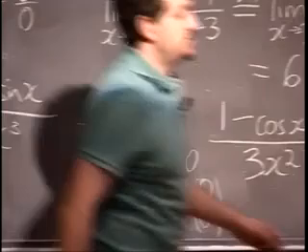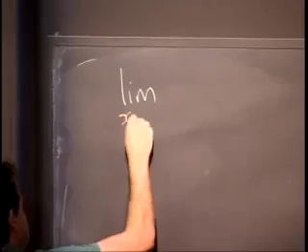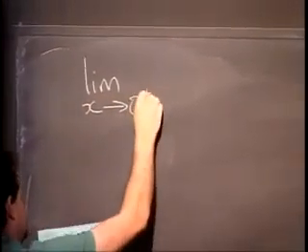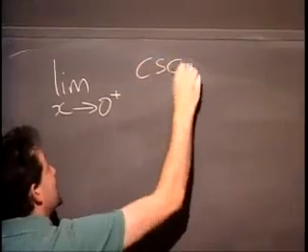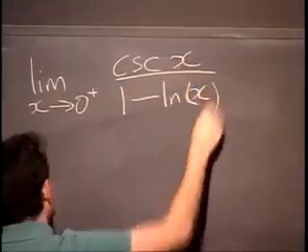All right, let's see what other examples I have up my sleeve. There's more in the book. This is all in chapter 14, of course. Let's take a look at this limit. Limit as x goes to 0 from above, cosecant x over 1 minus log x.